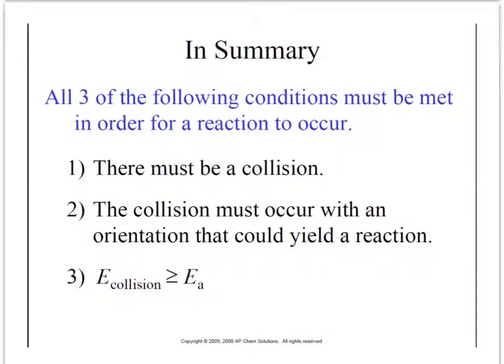And so here's 3 take-home points that I'd like you to know about reaction rates. So in order for a reaction to occur, we've got to meet 3 conditions. There must be a collision. And the collision has to occur with a proper orientation that would yield the reaction, so the things that need to combine need to hit each other. And the energy of the collision has to be greater than the activation energy in order to overcome that hump.